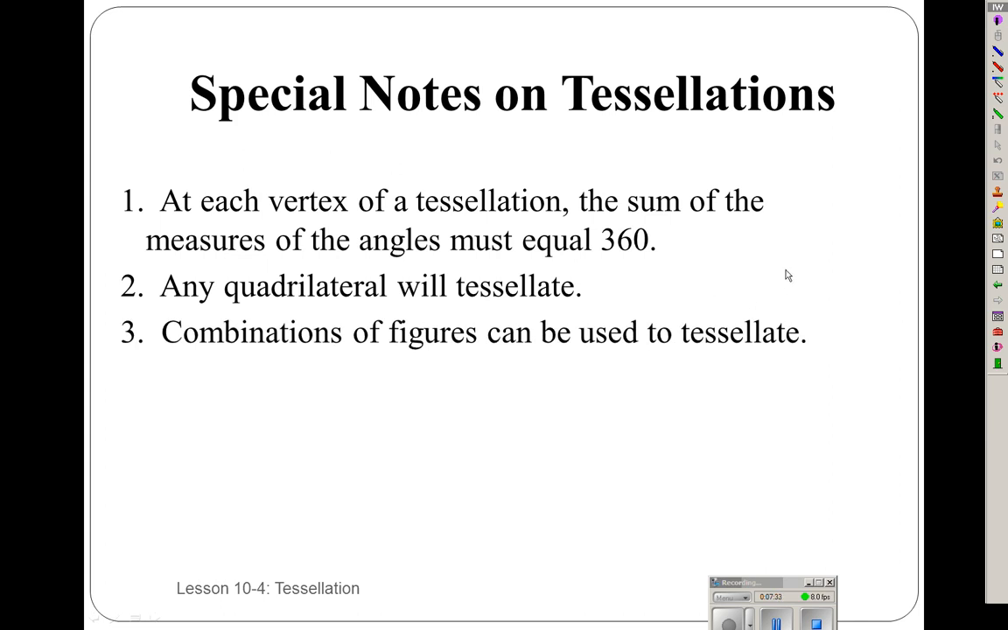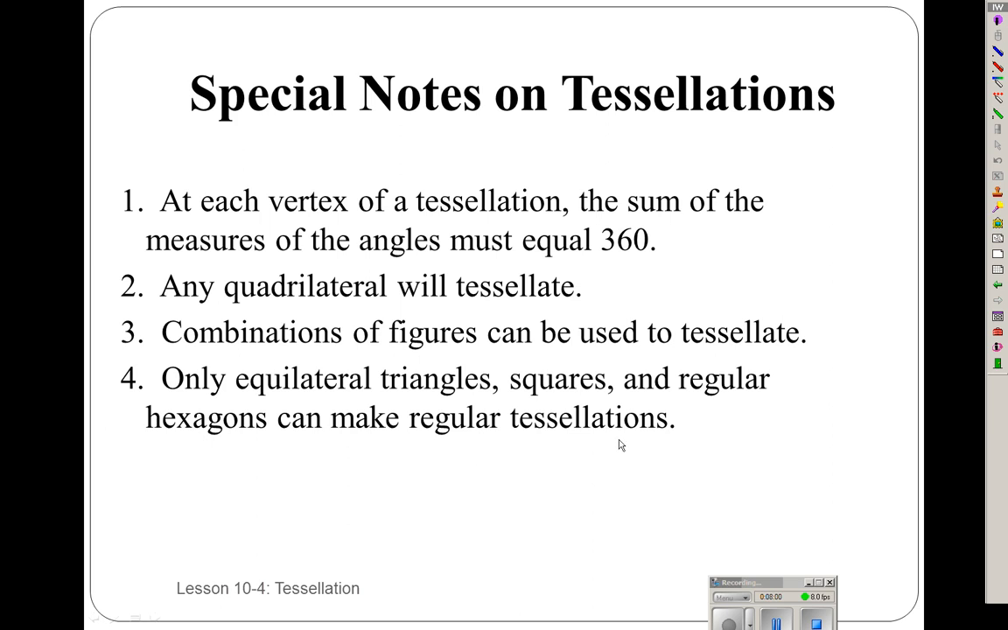You can use combinations of figures to do a tessellation. You can do a tessellation with octagons and squares, for example. You could do a tessellation with hexagons and triangles. There's lots of different combinations you can use, as long as each vertex has all of the angles adding up to exactly 360.